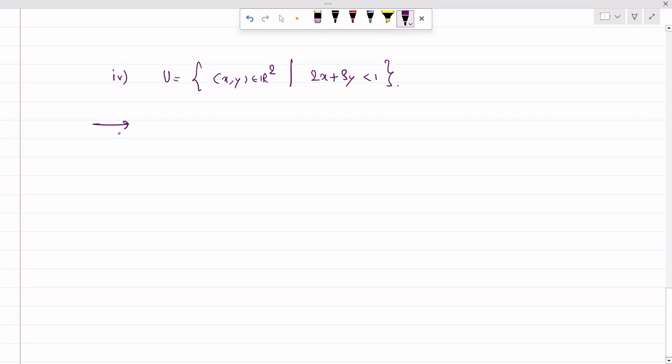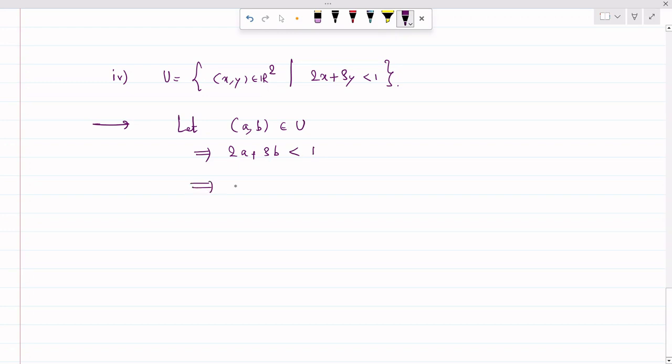So as per the definition, what I will do is choose one point from U, right? So whatever my U is, I will choose one point from U. I will try to find a positive radius around that particular point, so that the open ball with that radius will be again contained in U. Okay, so to do that, first of all, let's choose some point from U. So let (a, b) belong to U. Since (a, b) belongs to U, this point satisfies the condition of U. So 2 times a plus 3 times b will be less than 1.